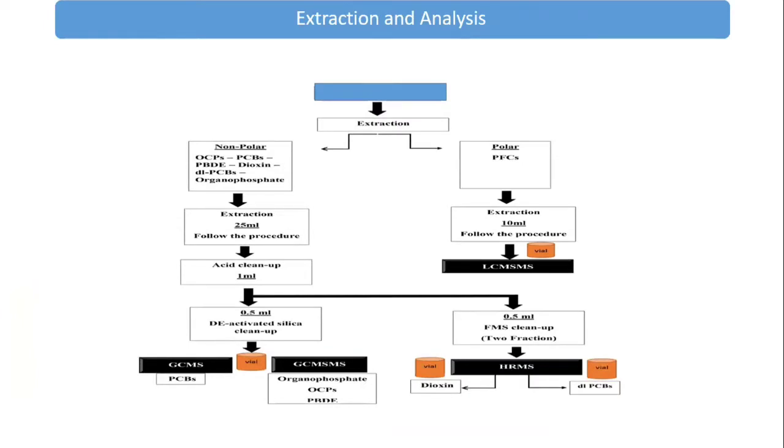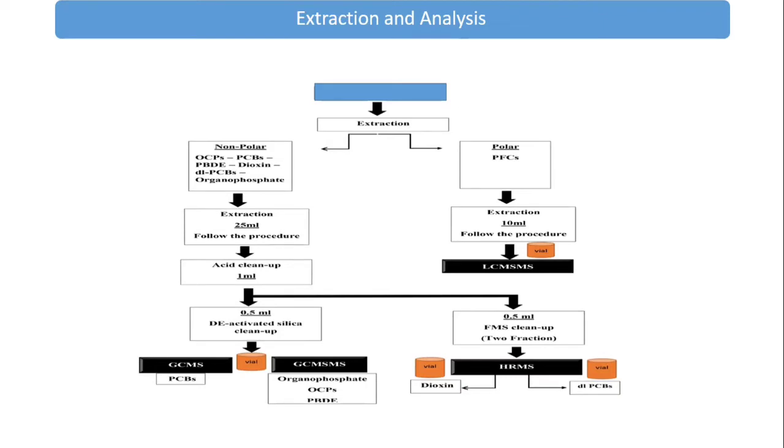After the extraction, we will have non-polar and polar compounds. For the non-polar, we will have the organochlorine pesticides, PCBs, PBDEs, dioxin-like PCBs, organophosphates. Then for the polar compounds, we have perfluorinated compounds. Then we will follow whatever extraction procedure applies for the compound. Then we will have 25 ml for the non-polar, and for the polar compound, we will have a 10 ml sample.